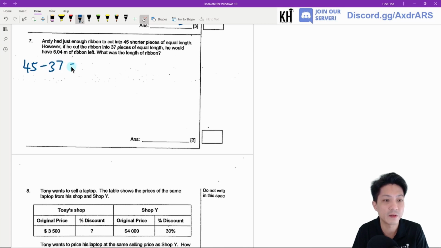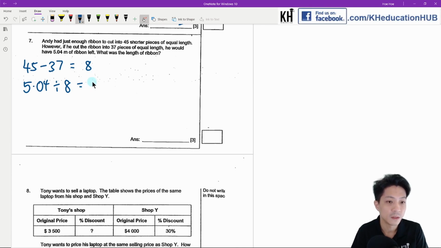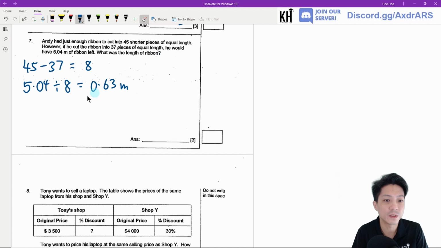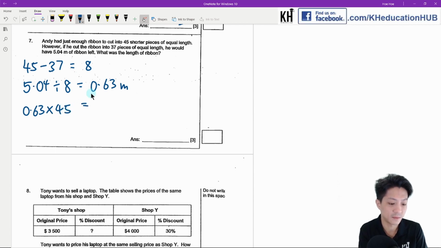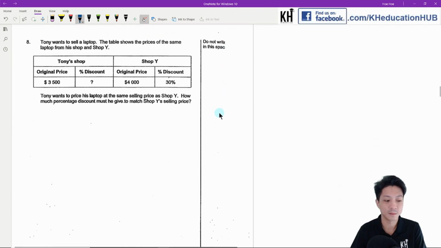Okay, so 45 minus 37 will give me 8 pieces. So these 8 pieces are equal to the 5.04. So I'm going to use 5.04 divided by 8. Okay, it's going to give me 0.63 meter. What was the length of the ribbon? The length of the ribbon will be 0.63 times 45, which is 28.35.